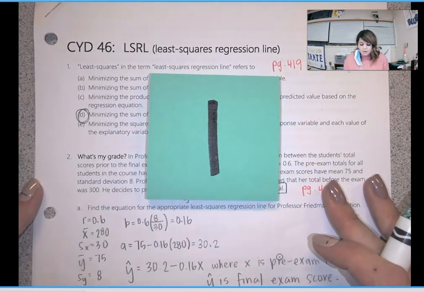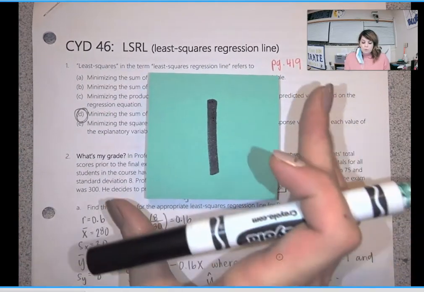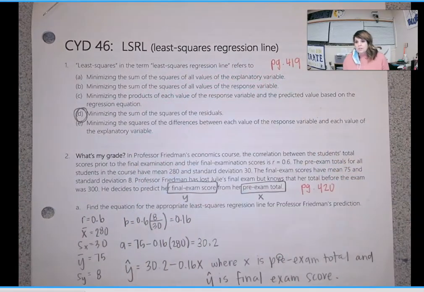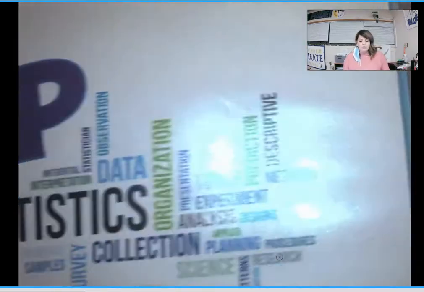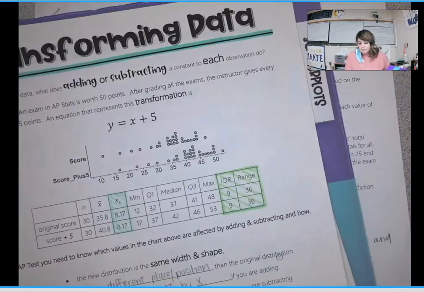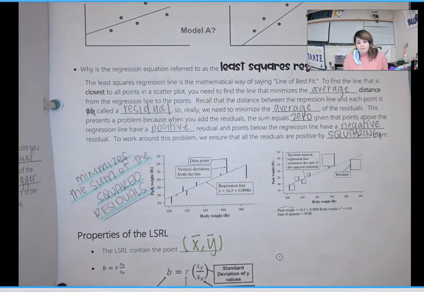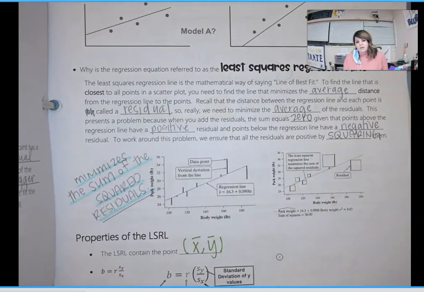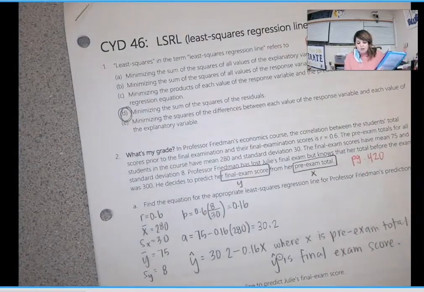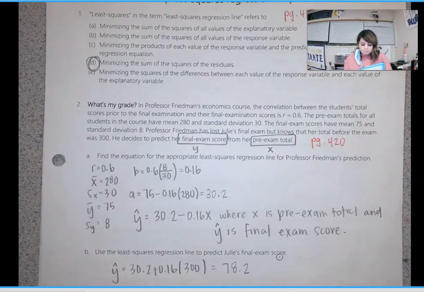So we're looking at number one. Number one is just straight up pretty much the definition of the least squares regression line. If you watched your notes, this problem is hopefully pretty easy for you. It's page 419, and I had you guys write in that this minimizes the sum of the squared residuals. So that is option D, as in dog.